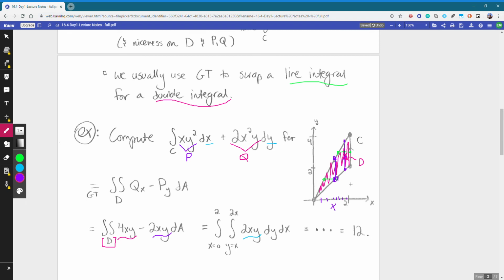For our bottom line, it goes through the origin and (2, 2), and so this is a line with slope 1 through the origin, just y equals x. Our top line here goes through the origin and (2, 4), so that has slope 2, so our equation there is y equals 2x. And so those become our starting and stopping instructions for y.